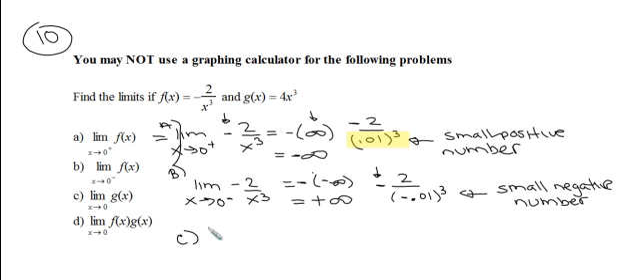The limit of g of x as x approaches 0, that would be it does not exist, because when I come from the right, it's negative infinity. When I come from the left, it's positive infinity.